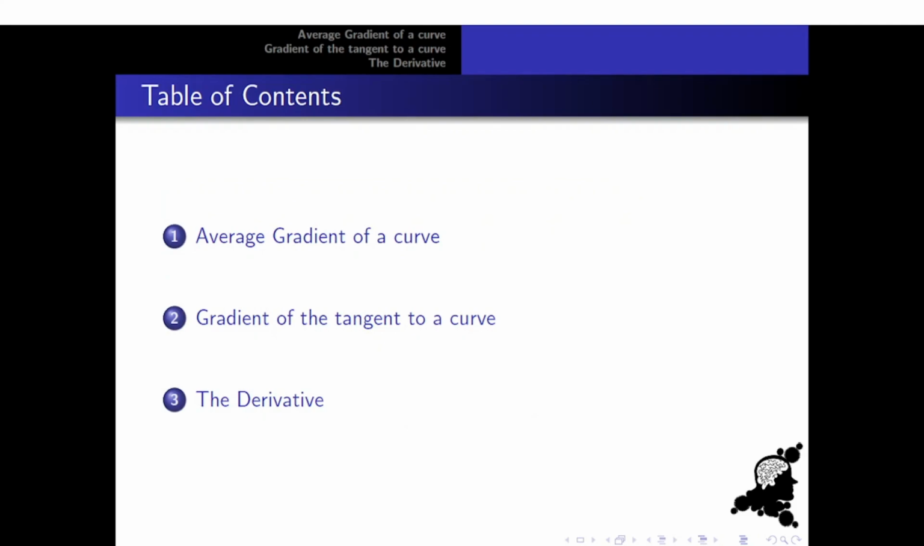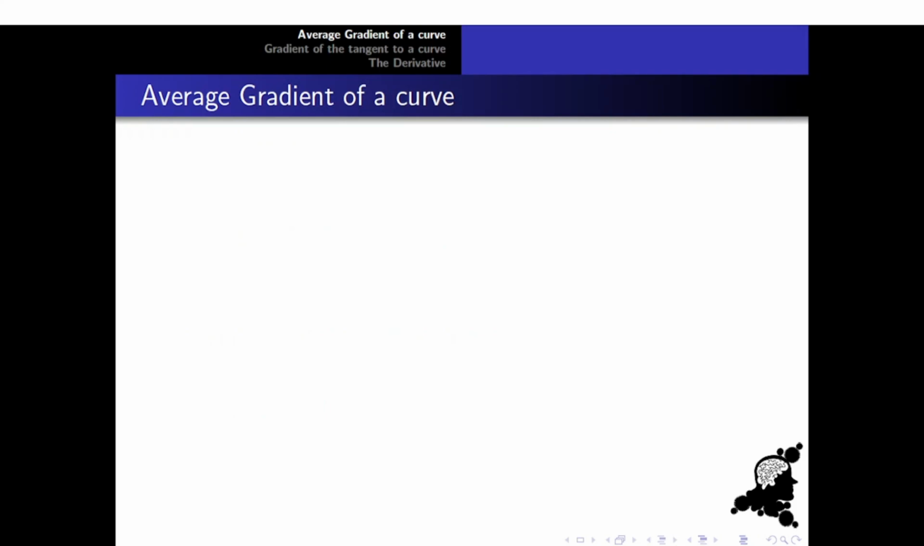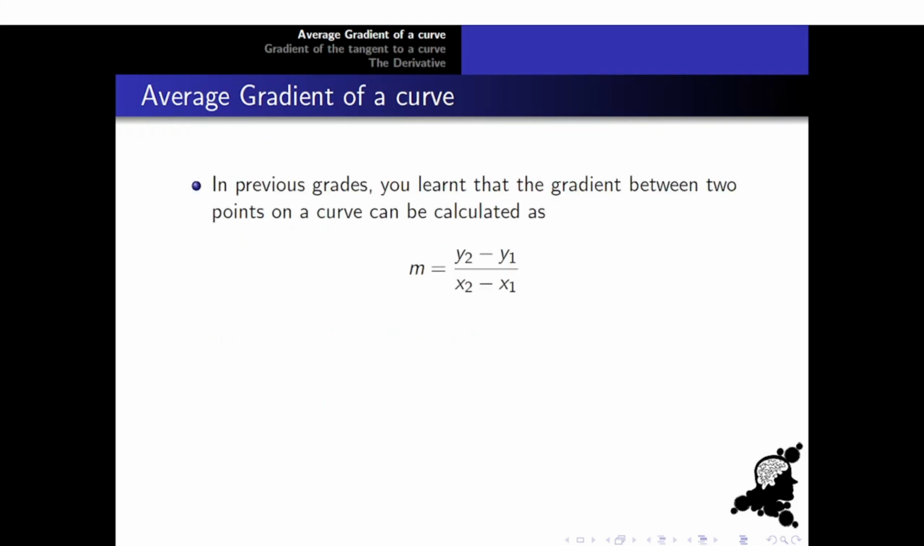So in this video, we'll be discussing the average gradient of a curve. Then we'll look at the gradient of the tangent to a curve and we'll see actually how these two differ. What's the difference between the two of them? Lastly, we'll have a look at the main subject of the video, which is the derivative. So stick around until the end and you'll get to understand what this derivative is that we keep on talking about. So let's talk about the average gradient of a curve.